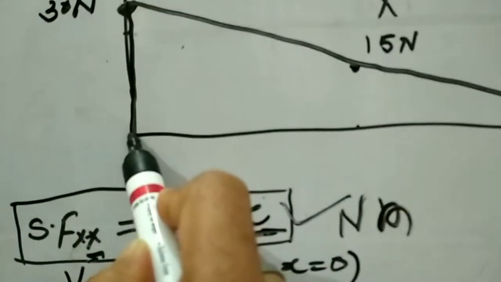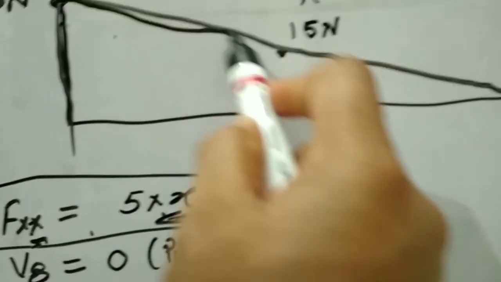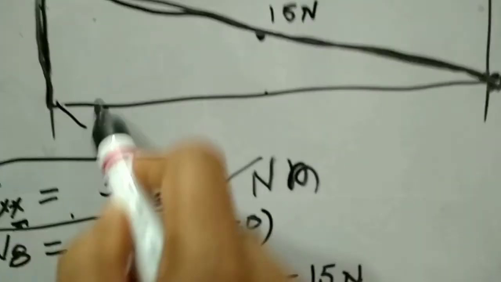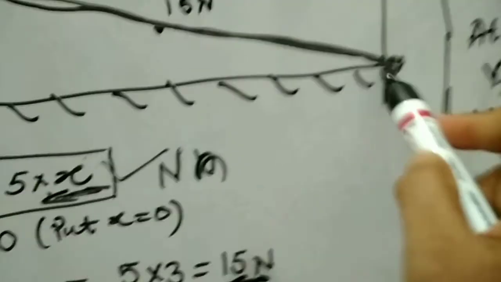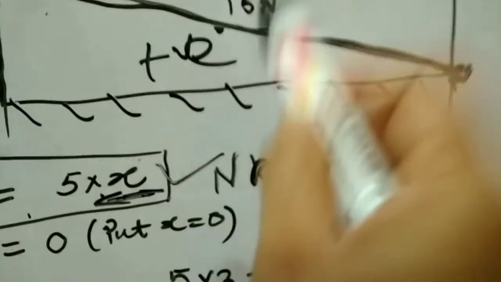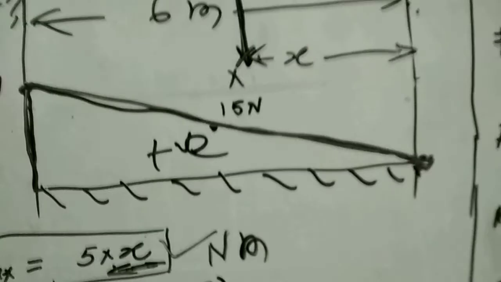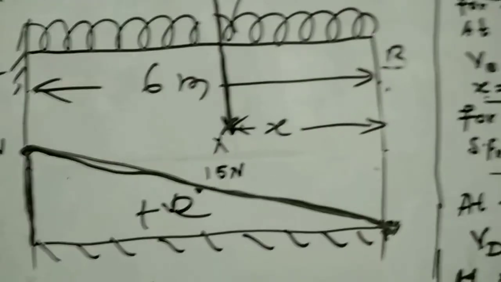And after this, there is a reaction force, right? And this is the reference line. So this is the shear force diagram for a cantilever beam loaded with a uniformly distributed load.